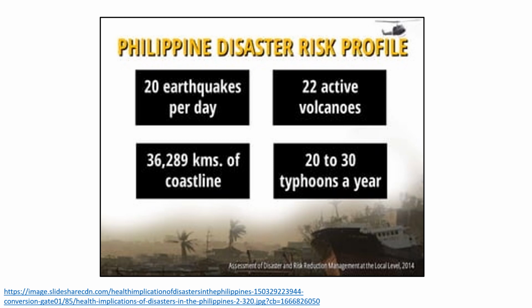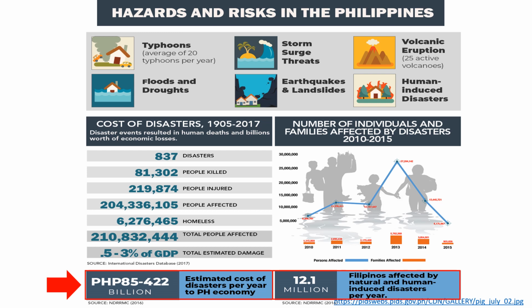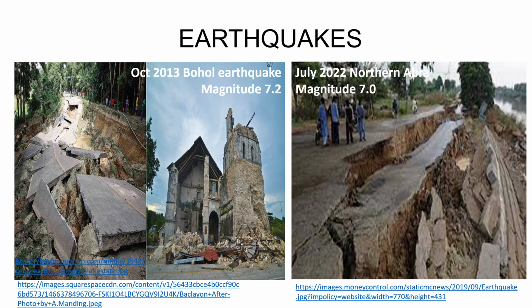In summary, the Philippines experiences 20 earthquakes per day, 20 to 30 typhoons a year, has 22 active volcanoes and 36.2 kilometers of coastline, with 25% of the population living below the poverty line, all the elements that could spell a disaster. This translates to 85 to 422 billion pesos cost of disasters to the Philippine economy per year and affecting 12.1 million Filipinos. Let us now go into examples of local natural and technological hazards.